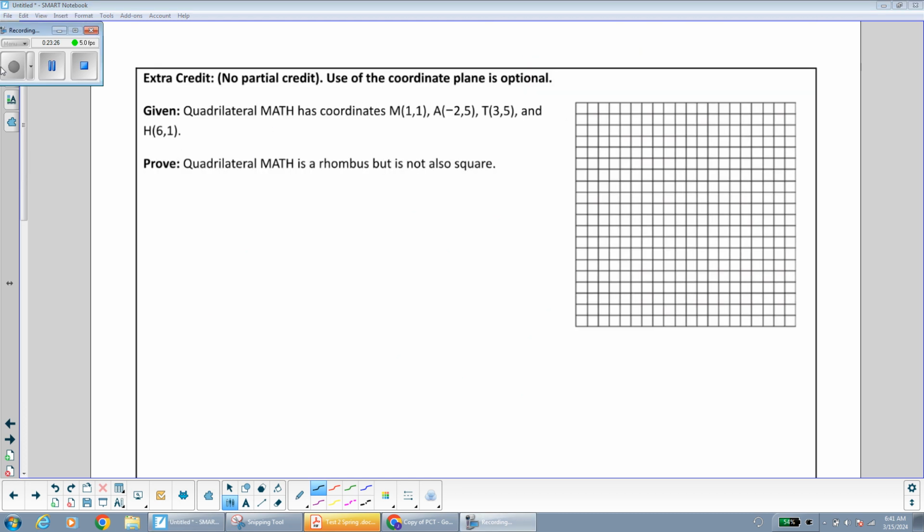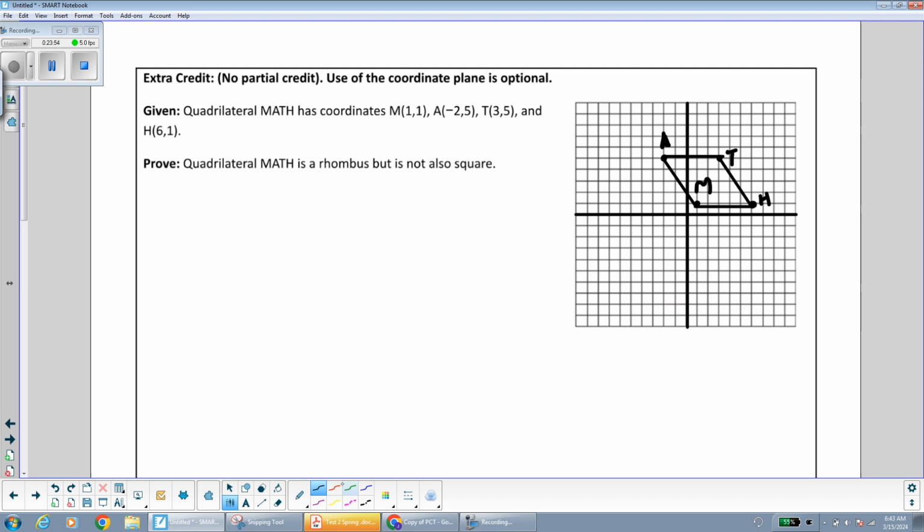And finally, for the extra credit, I'm not going to go through the whole thing, but to prove something's a rhombus, you first need to prove that it is a parallelogram. And then to prove it's not a square, after you show it's a parallelogram and a rhombus, you can show it's not also a rectangle. Actually, I am going to do this one because it does come up on the Regents exam quite often. Let me graph real quick.